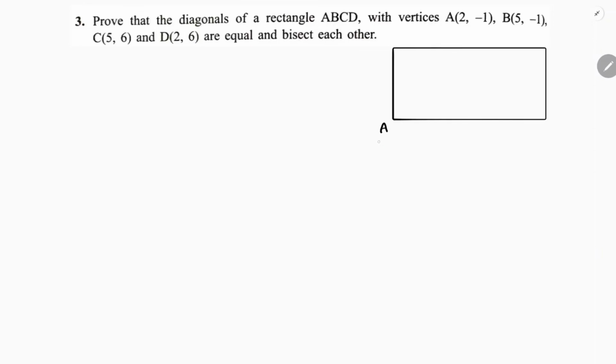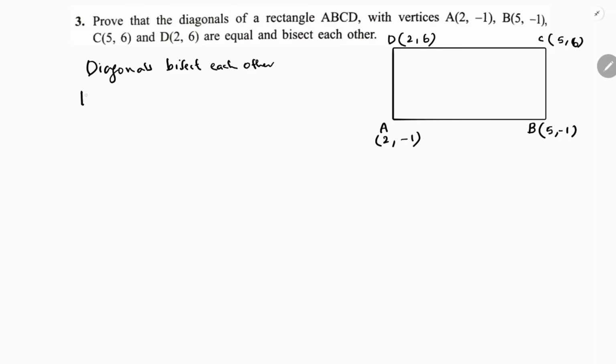So with vertices A (2, -1), B (5, -1), C (5, 6), and D (2, 6). So these are the values of A, B, C, D given here. We need to prove that diagonals bisect each other. So to prove that diagonals bisect each other, we need to prove the midpoints of the diagonals are equal.